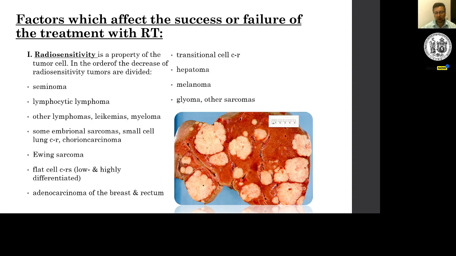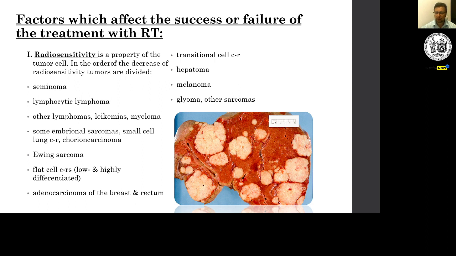We know that there are a lot of different factors that have a dramatic impact on the success of radiation therapy and may play a very significant role in treatment failure after radiation therapy. Such an important factor is the radiosensitivity of the malignant tumor. It's the property of the tumor cell to respond to ionizing radiation.